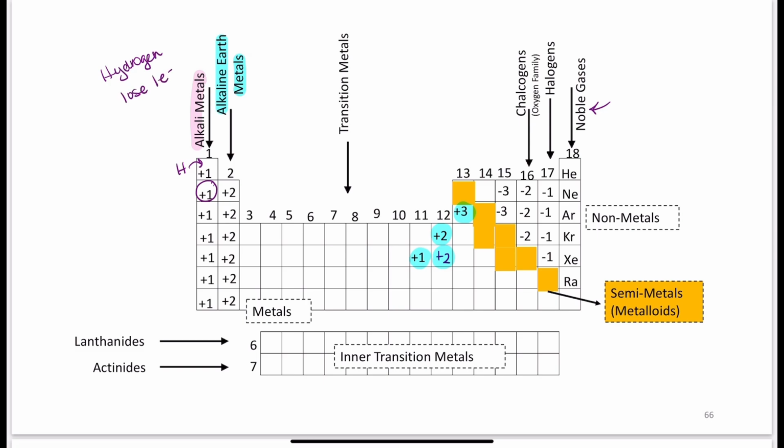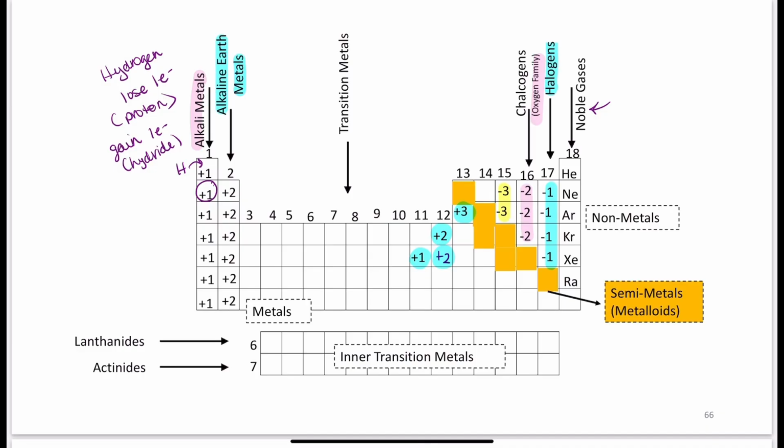Hydrogen can lose 1 electron very, very easily. We call it a proton. Or it can gain 1 electron, and we call it hydride. And the name will make sense when we talk about the names and the metals in just a sec. But notice here, my halogens, all -1 charge. Oxygen's family, all -2. Nitrogen's family, -3.